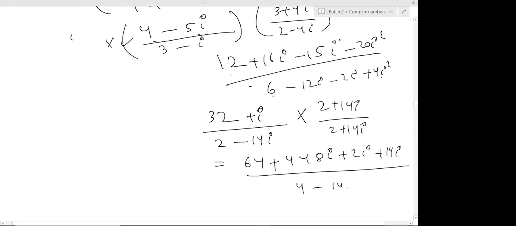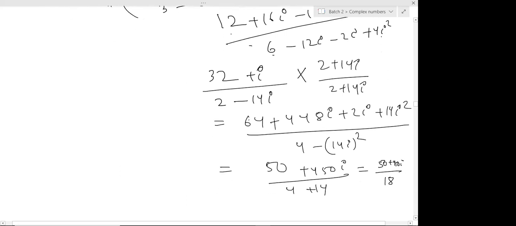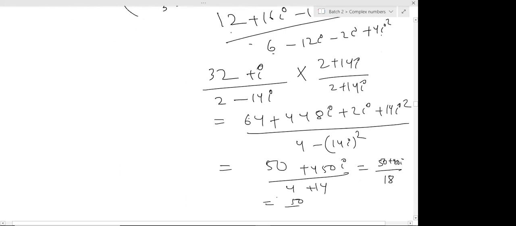Yeah. And this is 4 minus 14i square. And this is 14i square. So this is minus 14. So 50. And this is 450i upon 4 plus 14. So this is 50 plus 450i upon 80. Clear? So 50 upon 18 plus 450 upon 80. Right. Everyone is clear? Yes, sir.